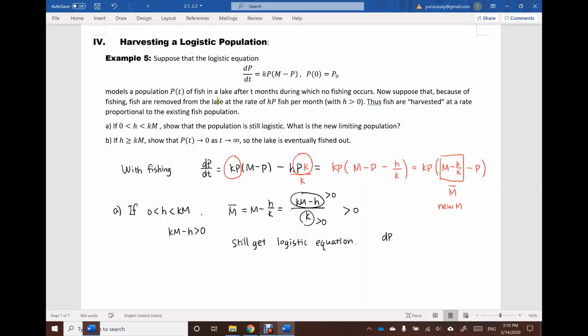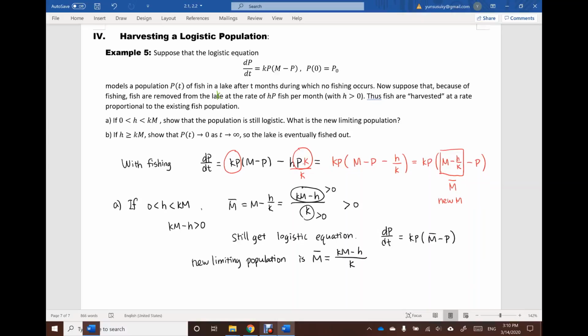Furthermore, we have dP/dt is like km times (m hat minus P), right? We still have a logistic equation with now our new limiting population. Our new limiting population is m hat, which is (km minus h) over k. Okay, and that's part A. So if we don't remove so many fish, we still have the logistic equation.